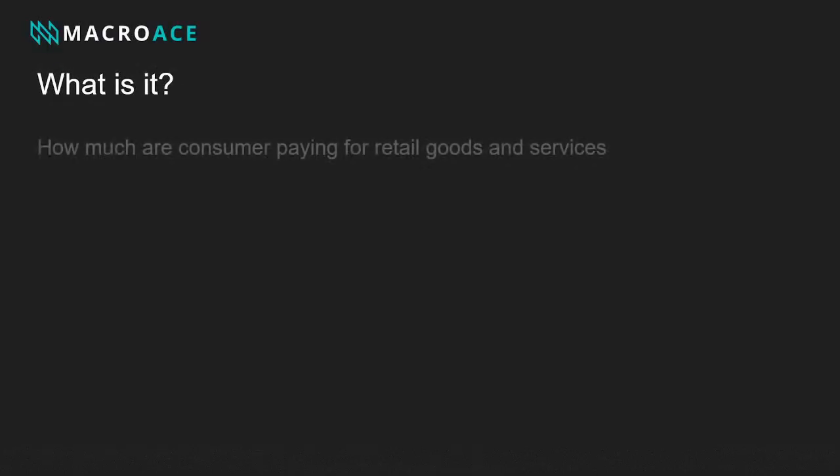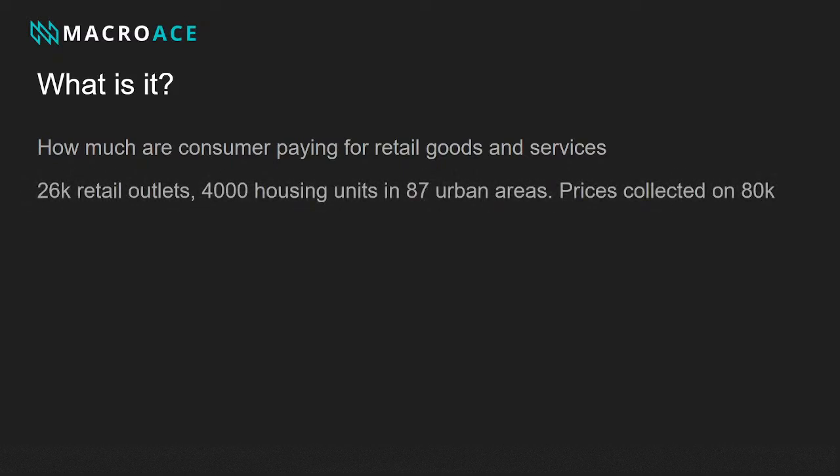So US CPI, what is it? What it does is measure how much consumers are paying for retail goods and services. It surveys about 26 retail outlets, 4,000 housing units in 87 urban areas, and prices are collected on about 80,000 goods and services as well.